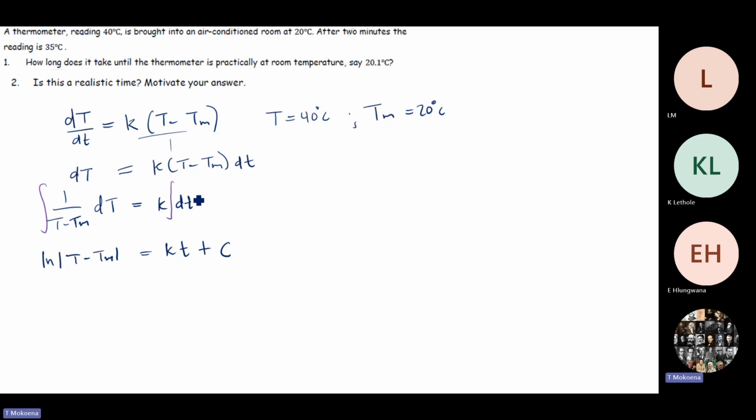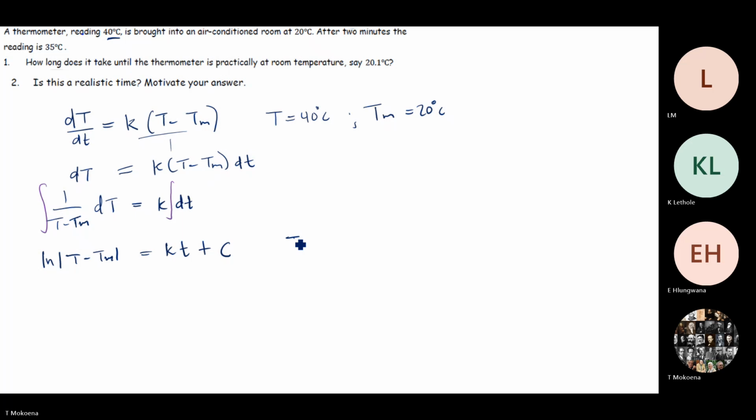Right? So now this, it is our general solution. This is our general solution. Remember, from this general solution, now what do we need? You can all agree with me. We need the conditions after this step. You should know it by now. So now we are given that a thermometer reading 40 degrees is brought into an air-conditioned room. Obviously, this is the initial temperature of the thermometer because it is just brought in now, right?